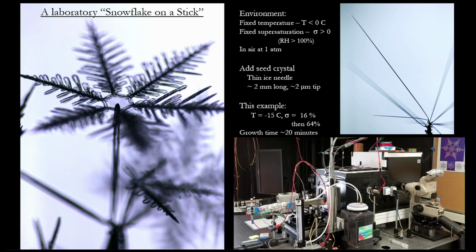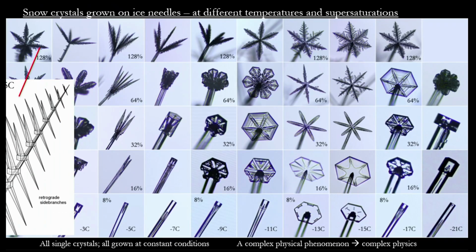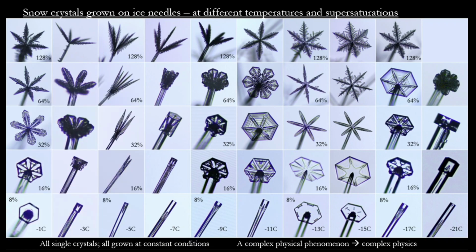They're pretty big. Okay, so we can do this by varying both the temperature and the supersaturation at will. We can do this lots of different times. Oh, sorry. Where'd it go? There we go. So here's a two-dimensional grid of these snowflakes on a stick. The temperature goes from -1, -3, all the way to -21. And then supersaturation goes from 8%, 16, 32, 64, 128.